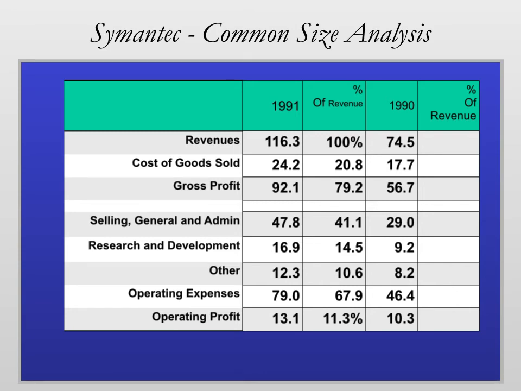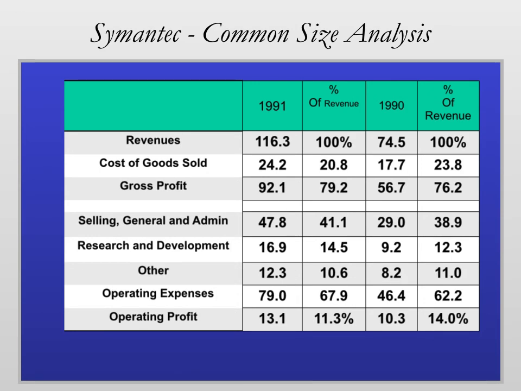When we look at selling, general, and administrative, you can see in 1991 as a percentage that was 41% of revenues, R&D being 14.5 and the other being 10.6%. Our total operating expenses, adding those three together, was almost 68 cents of each dollar going toward covering those three categories. Now, a bigger question: not only is it telling us what is leading to our operating profit as a percentage of sales in 1991, but now that we convert 91 to percentages by common size analysis, we can do the same thing to 1990, so we can then compare the percentages.